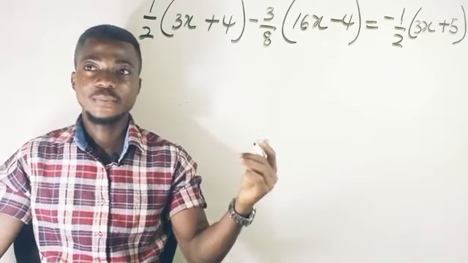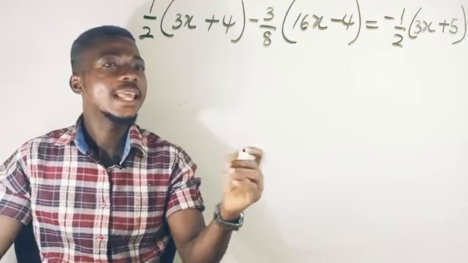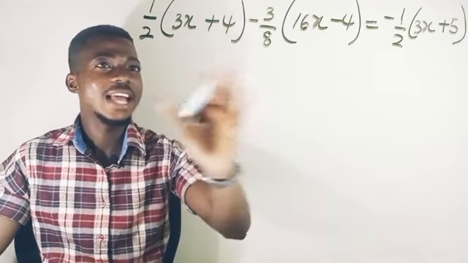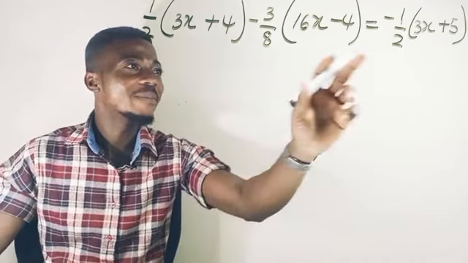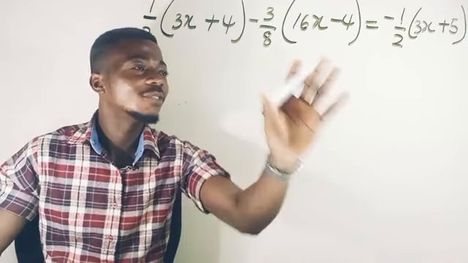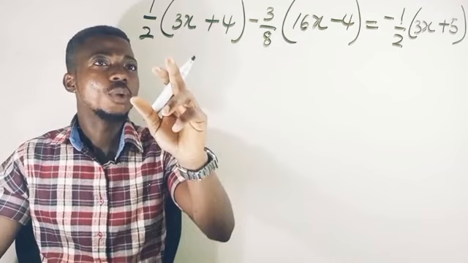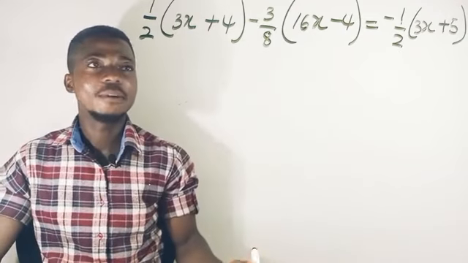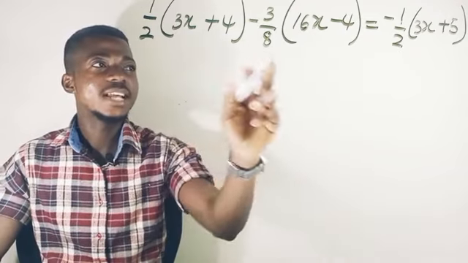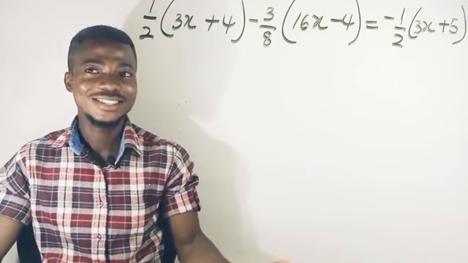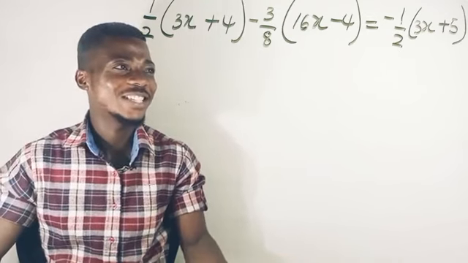So when you have this one, you have to first find the LCM. Let's check if there's any mixed fraction here that we have to convert. No, there are no mixed fractions, okay? So it's quite simpler. We're going to find the LCM of 2, 8, and 2. That's 8. So the LCM is 8, okay?